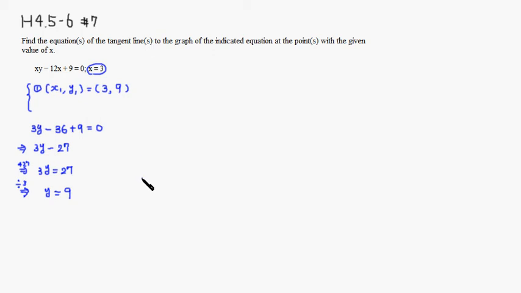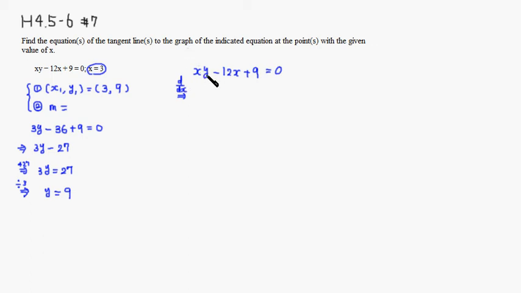Now we have to find the slope of the line, so m. What we need to do is find dy over dx. So we take that equation, xy minus 12x plus 9 equal to 0. This is the equation of the curve, and we're going to take the derivative with respect to x.